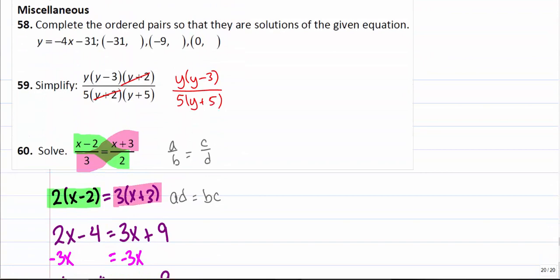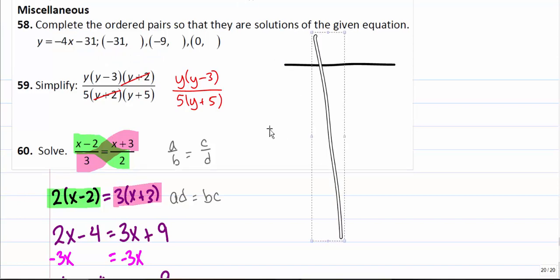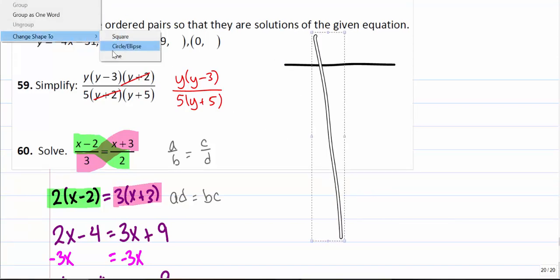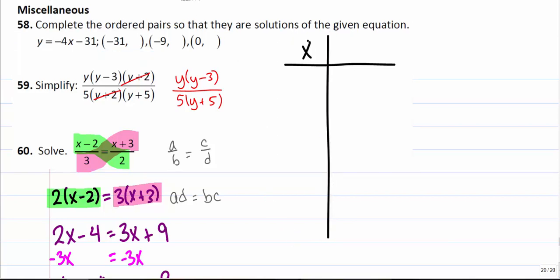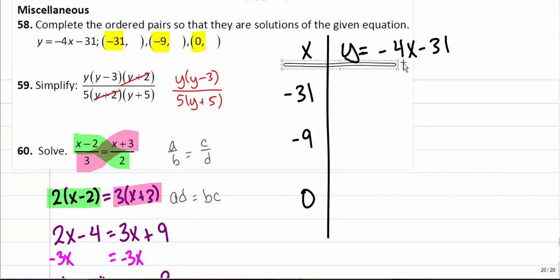And then for number 58, I kind of skipped over it, but all this is filling out an XY table. On number 58, they've given me the x values. They've given me 3 points with x values, right? So if I make an x column, then I'm going to put these values in my x column. And then the output, the y values, are going to be dependent upon the equation negative 4x minus 31. So I'm just going to plug those values of x into my little formula here, and it's going to tell me what those y values are.